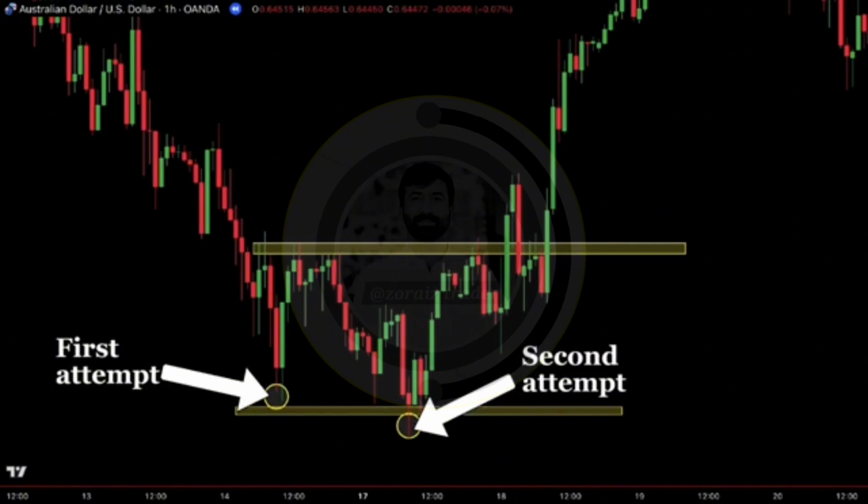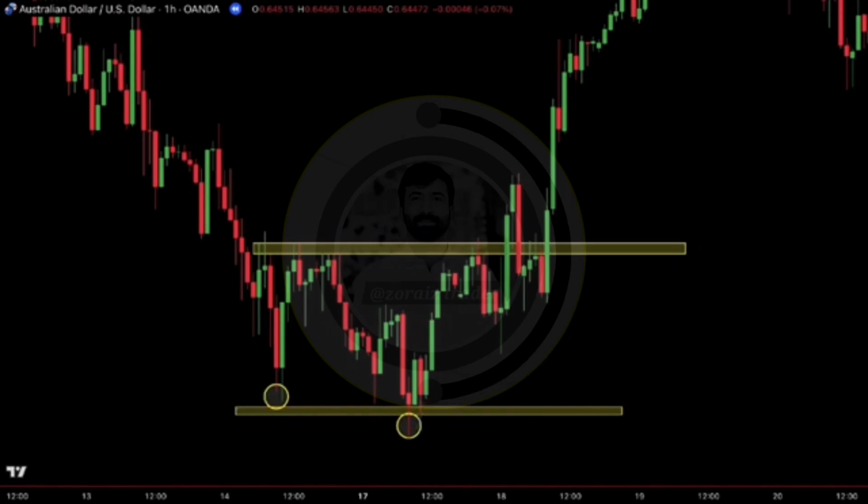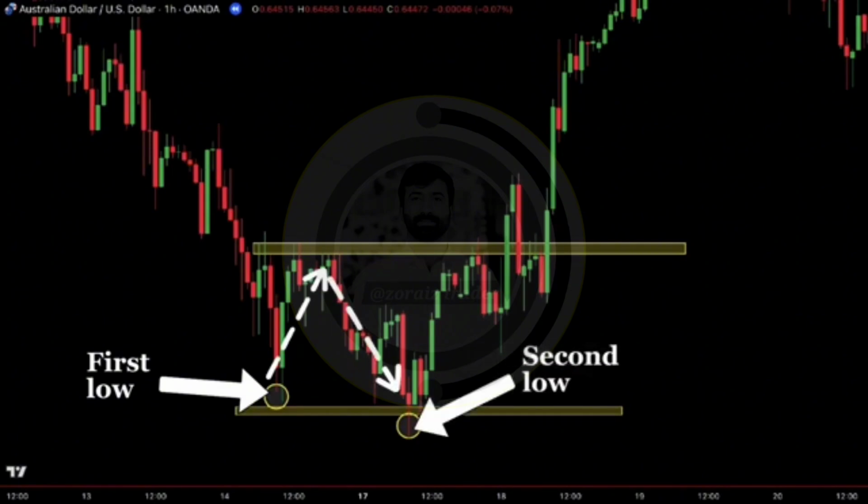This failure indicates that sellers are running out of strength and buyers are gaining momentum. A valid double bottom has three key parts. First low, price moves down and hits a support level. Pull back, price bounces up but then comes back down for another test. Second low, price reaches the same support level but fails to break below, showing that sellers are weakening.